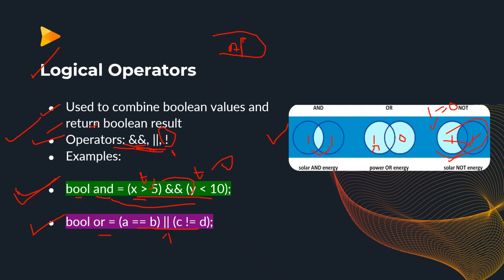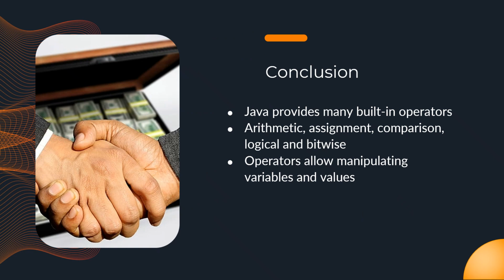Okay, now we are going to conclude our session. In Java there are different types of built-in operators. The first one is arithmetic operators, used to perform arithmetic operations. Then there are assignment operators, which are used to assign values to variables. Then comparison operators, which are used to compare two variables. Then logical operators, which perform AND, OR, NOT operations on variables. And the last one is the bitwise operator, but we have not covered it because normally we don't use bitwise operators in programs, so it is not mandatory to learn about them.